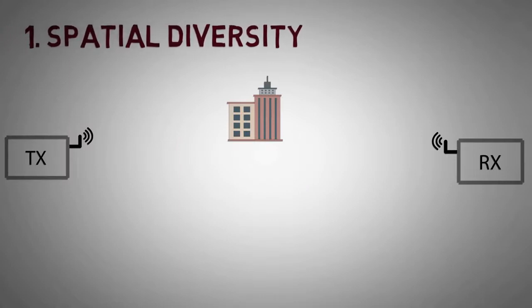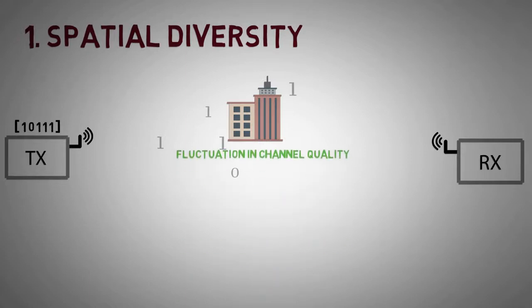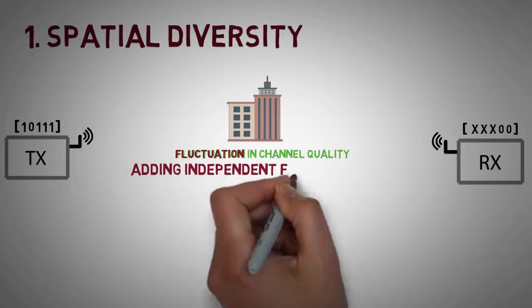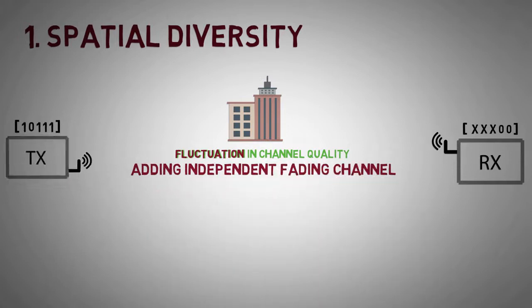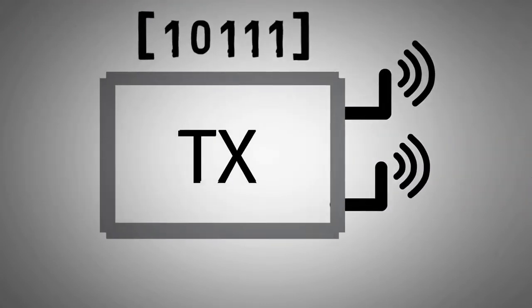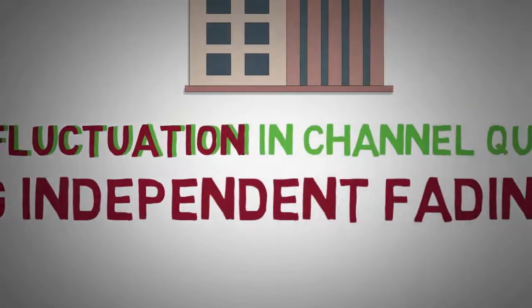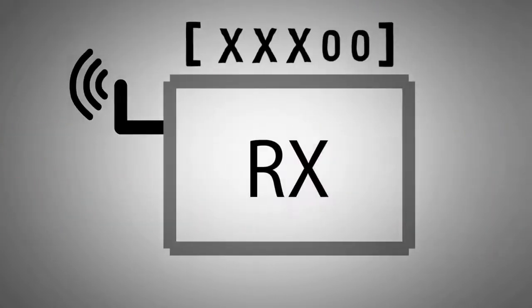Consider a system where a data stream 10111 is transmitted through a channel with deep fades. Due to fluctuation in the channel quality, the data stream may get lost or so severely corrupted that the receiver cannot recover it. The solution to combat the rapid channel fluctuation is to add independent fading channels, by increasing the number of transmitting antennas or receiving antennas or both. So in brief, spatial diversity techniques send or receive the same information across independent channels to combat fading.